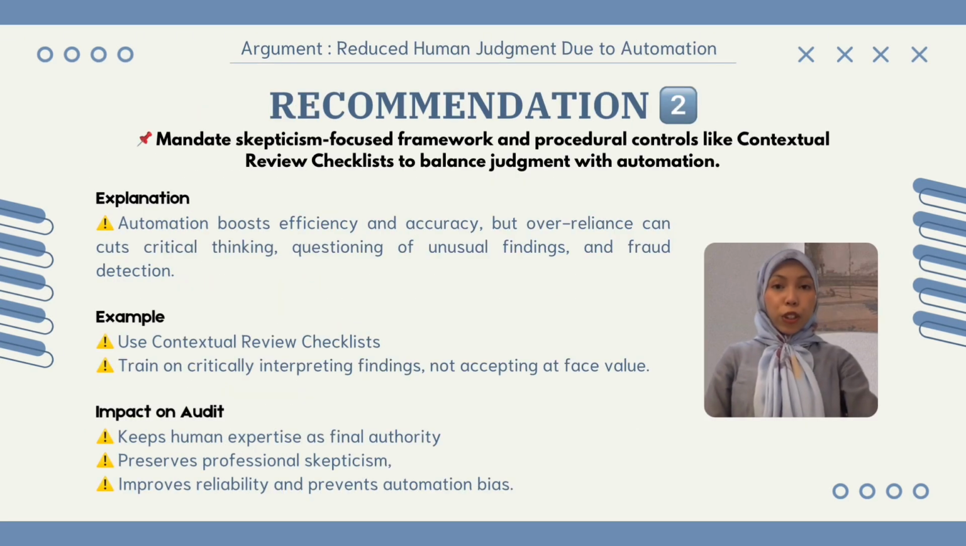To address the risk of reduced human judgment due to automation, auditors should adopt a skepticism-focused interpretation framework supported by procedural controls such as contextual review checklists. While audit software improves efficiency and accuracy, over-reliance can weaken critical thinking and cause auditors to accept system output without proper evaluation. Training should therefore focus on critically interpreting automated findings as evidence that must be questioned. Checklists also guide auditors to consider non-technical factors like management incentive. Together, these measures ensure human expertise remains the final authority, safeguarding audit quality and reliability.